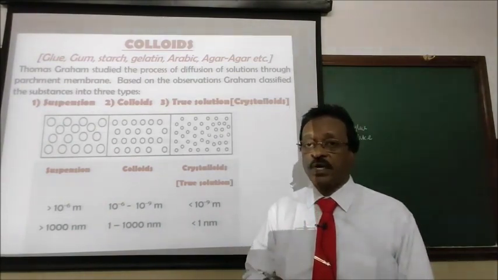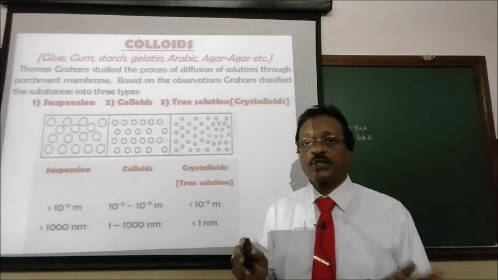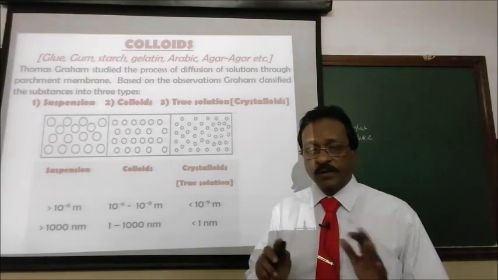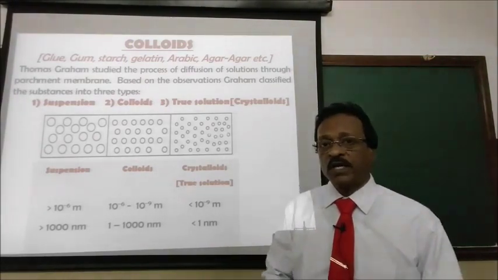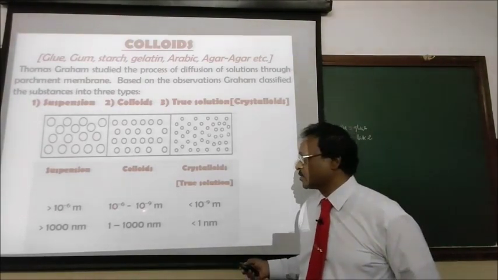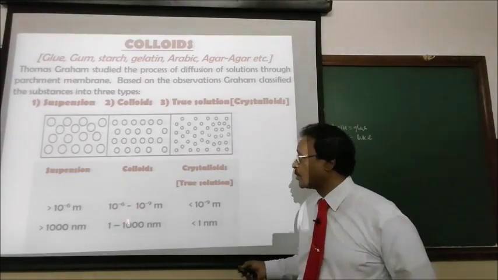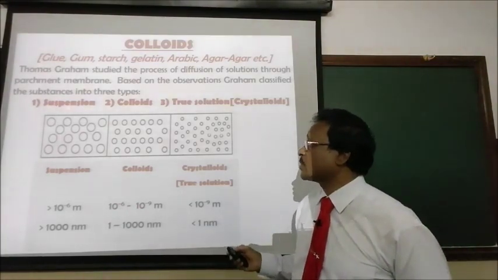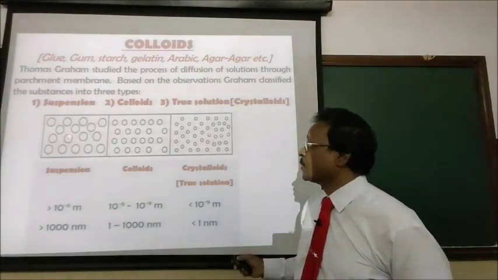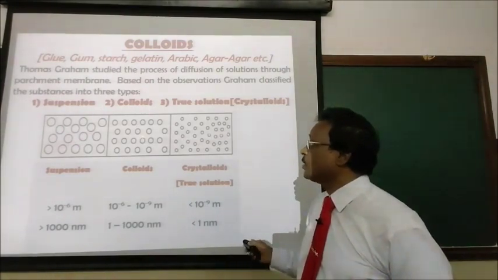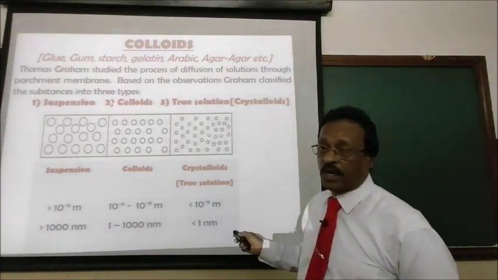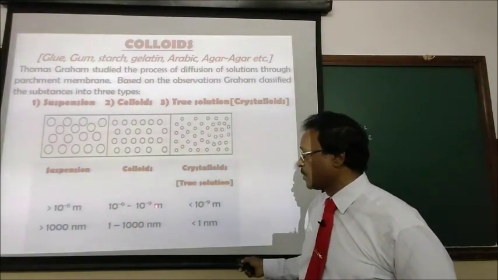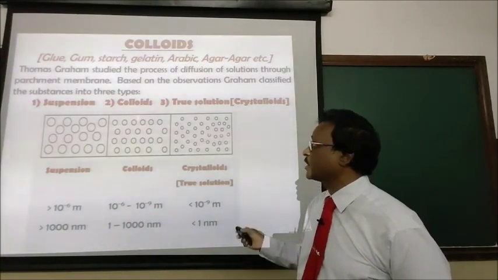Based on the particle size, Thomas Graham classified the substance into the colloids. That's why we can define the colloid: a colloid is any substance, which may be solid, liquid or gas, whose particle size varies between 10 power minus 6 to 10 power minus 9 meter, or 1 to 1000 nanometer. They are called the colloids. So basically I have given the three differences: suspension, true solution and colloids, in comparison with the particle size. All the glue-like compounds he called the colloids, with particle size between 10 power minus 6 to 10 power minus 9 meter, or 1 to 1000 nanometer.